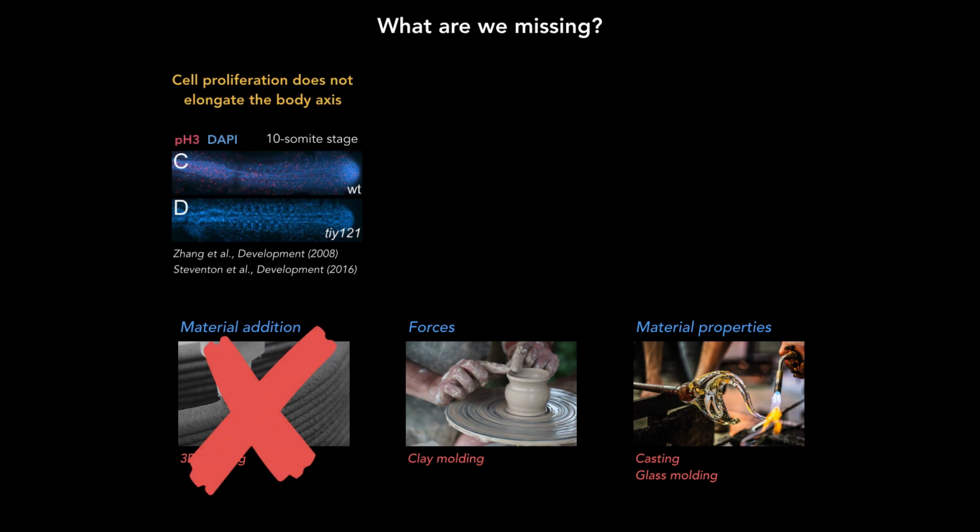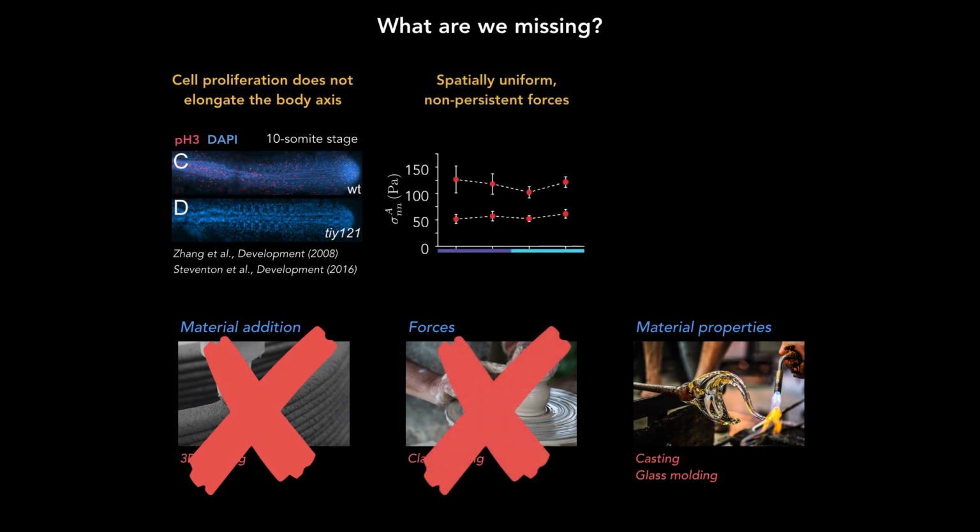So, it turns out that the body axis cannot elongate through addition of material, because the group of Scott Hawley actually showed a long time ago, with some cell cycle mutants, that cell proliferation was not elongating the body axis. You can inhibit cell proliferation, and the body elongates in the same way, it's just that the cells are a little bit bigger. So it cannot be cell proliferation. It cannot be the forces, because I just told you that the forces in the structure are not actually elongating the body axis.